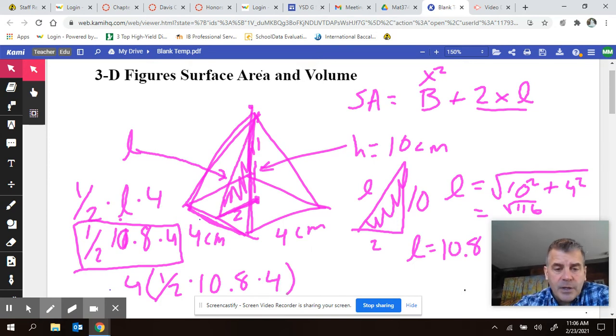Well, if you do that math, you're going to go 4 times 1/2 times 4. Well, think about it. The 4 times this first 1/2 right here, you're actually going to get 2 times 10.8. There's my slant height times 4. Guys, the 2 and the 4 here represent the 2 and the x up here.